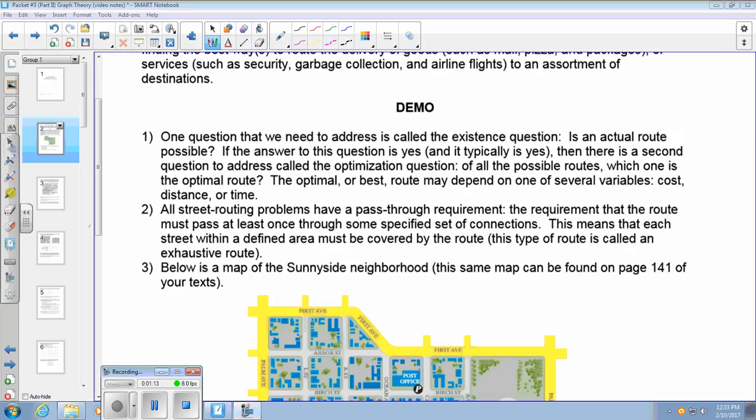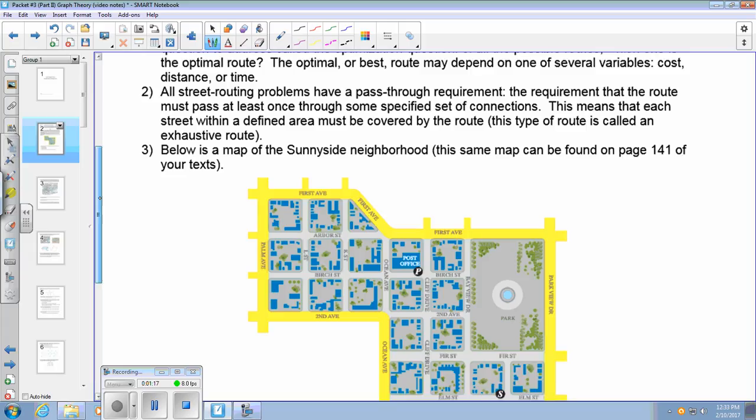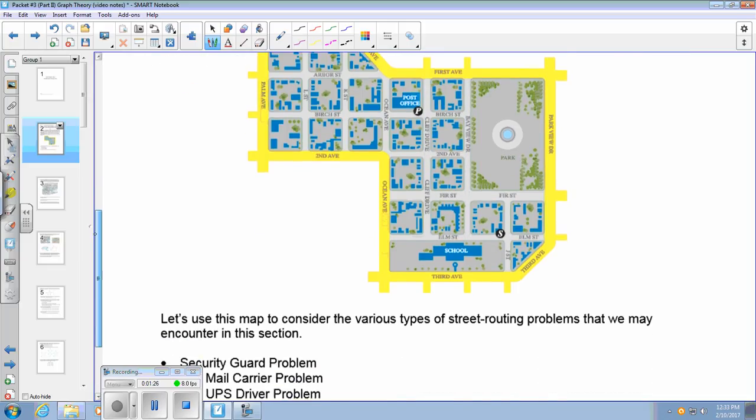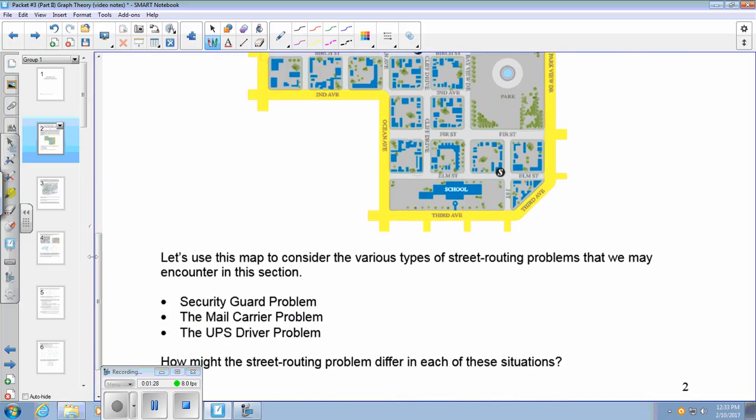Below is a map of the Sunnyside neighborhood, and the same map can be found on page 141 of your text. And so you can see we've got a lot of streets within that town. Got some buildings, a park, we've got a school. And we're going to use this map to consider the various types of street routing problems that we might encounter in this section. One is a security guard problem. We also have a mail carrier problem. We might see a UPS driver problem, among others.